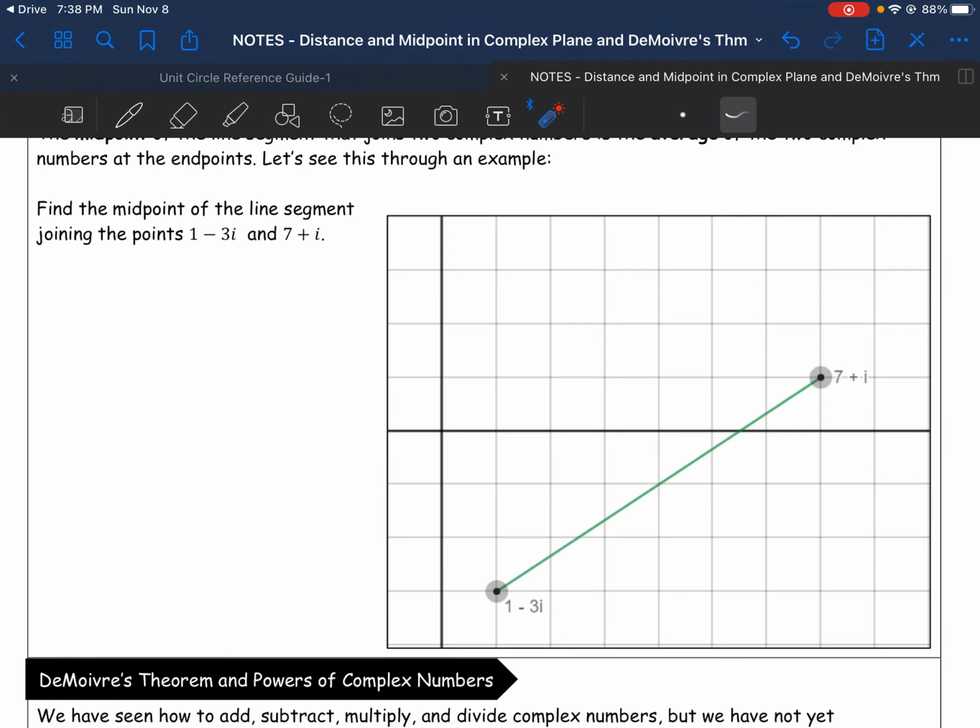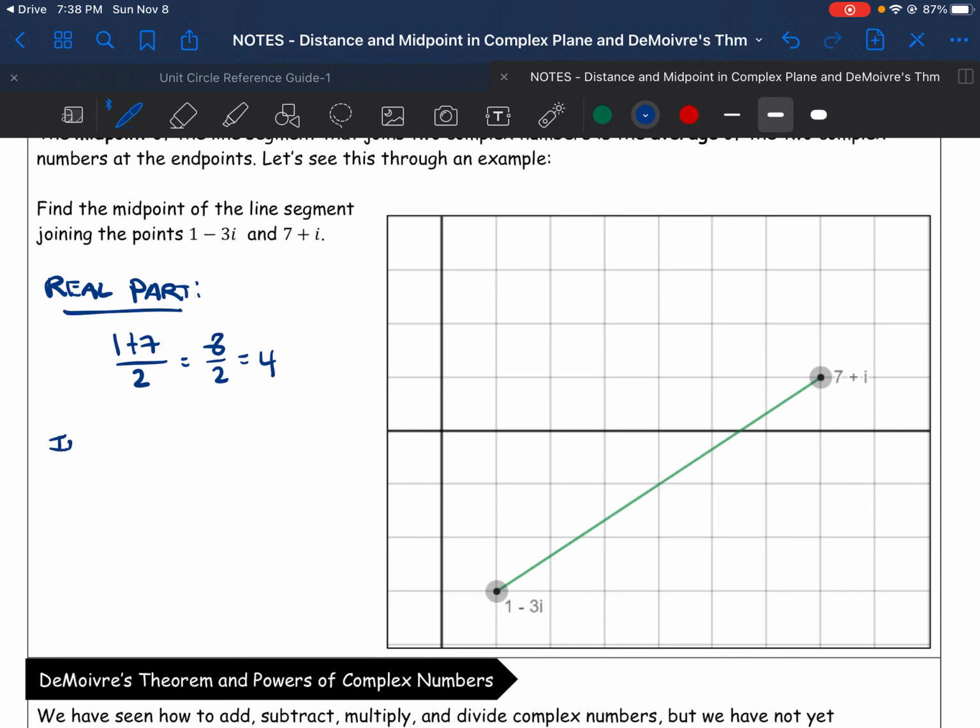So let's go ahead and find the averages. Let's do the average of the real part first. Well, we know what an average is. It's where we add numbers together and divide by however many numbers we added up. So we're adding the real parts together, 1 plus 7. We added 2 real parts together, so divide by 2. That would give us 8 over 2, which is 4.